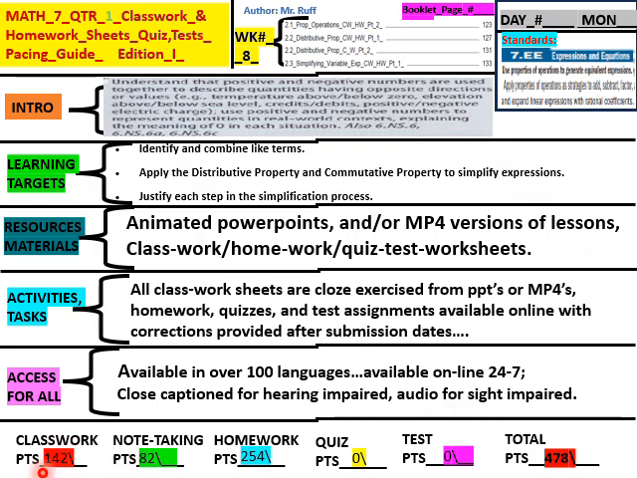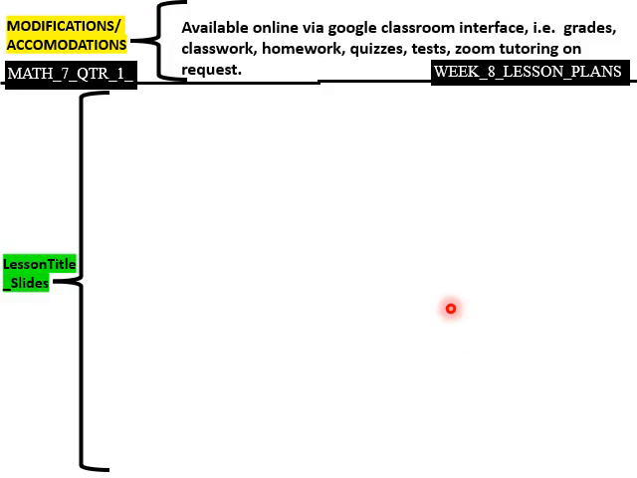And then classwork is 142 points of classwork, 82 points for note-taking, 254 points of homework. That's a lot of homework. There's no quizzes and there's no tests on Week 8. Total points is 478 points for Week 8, Math 7 Quarter 1. And then modifications and accommodations available online via Google Classroom interface, that is grades, classwork, homework, quizzes, tests, Zoom tutoring on request are all available through a Google Classroom.